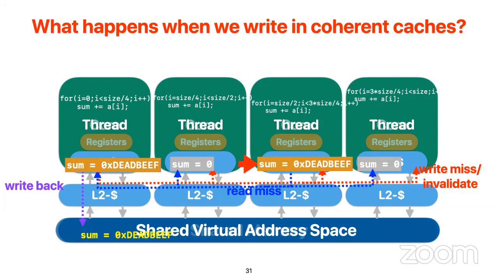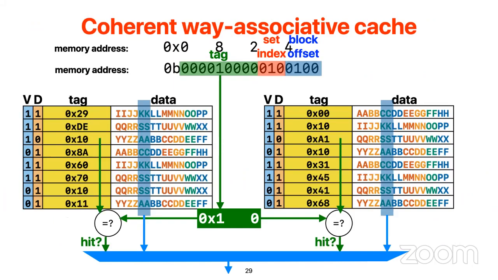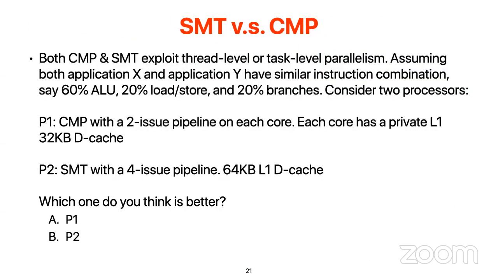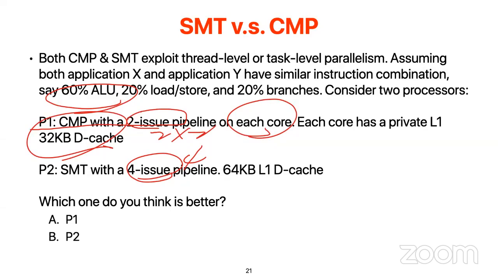Okay, Harry's question. Yeah, I have a question going back to that whole SMT versus CMP question way back when. I just realized, thanks to chat, that in that particular question, it does explicitly state both application X and Y have similar instruction combination. Wouldn't a similar instruction combination mean you have a similar breakdown? Yeah, but there is no guarantee about the IPC or ILP of each other. Oh, so just because it's a similar combination doesn't necessarily mean you can pipeline it. Right, the linked list code and your general loop can have a similar combination, however, linked list is terribly slow. Right, okay, I understand. Thank you.